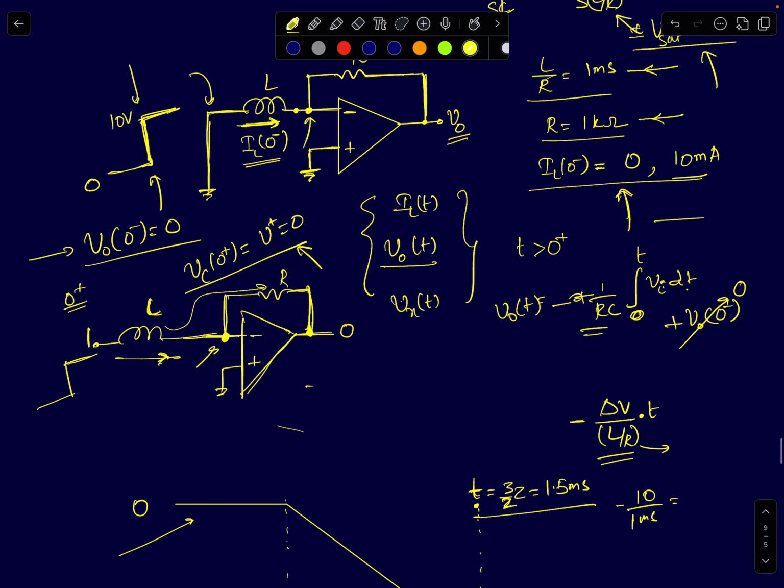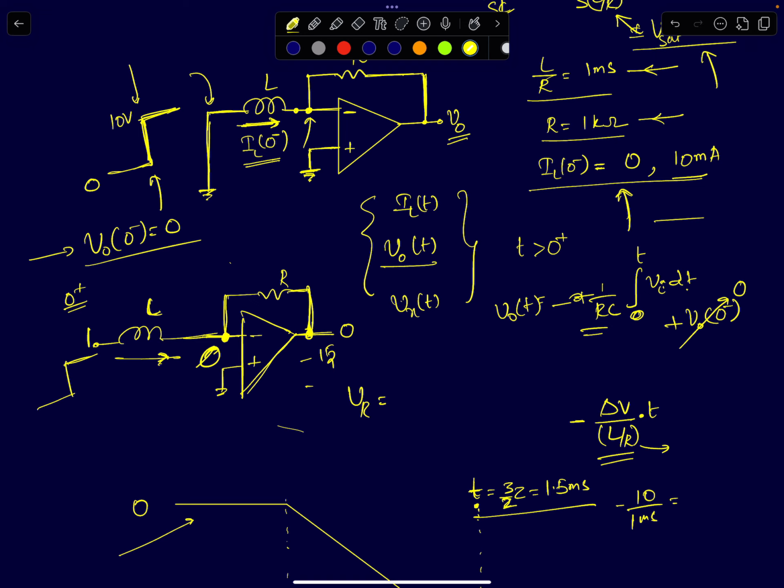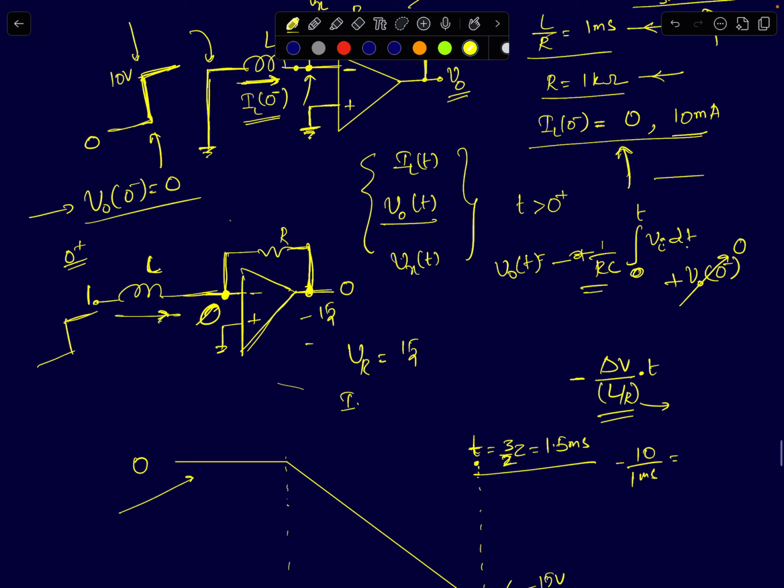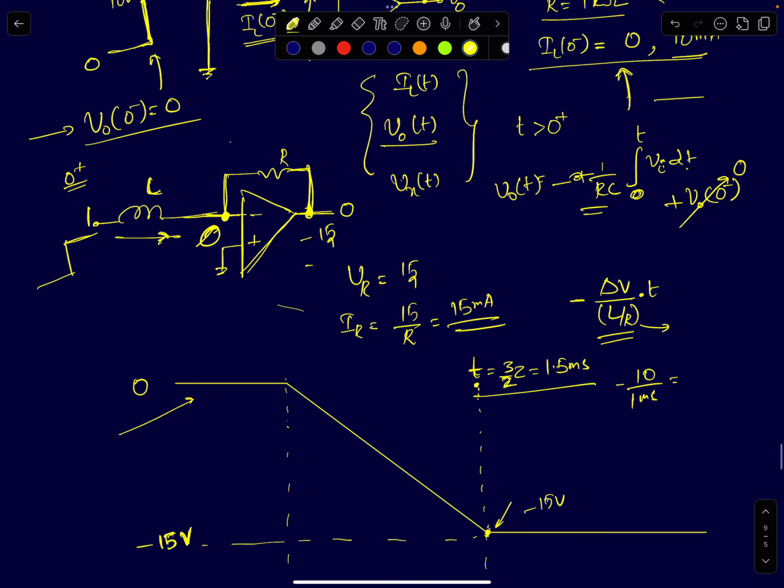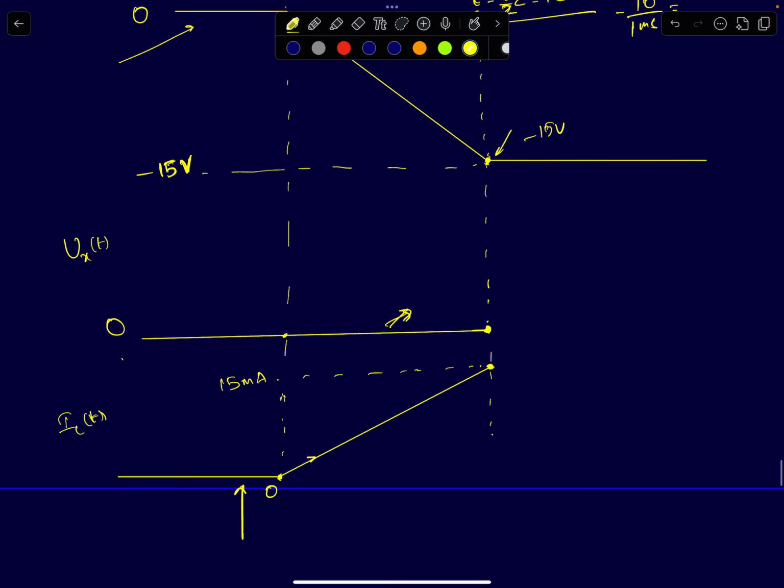So you can directly calculate, you can use the integral and calculate, but since we know the maximum output voltage is minus 15 and Vx is at 0 volts, the voltage across the resistor is 0 minus minus 15, which is 15. Since you know the voltage across the resistor, you can find the current through the resistor. It's simply 15 by R. Since R is given as 1 kilo ohm, it will be 15 milliamperes. That's the peak current flowing in this direction, same as the direction of the inductor current. So the peak inductor current will also be 15 milliamperes.